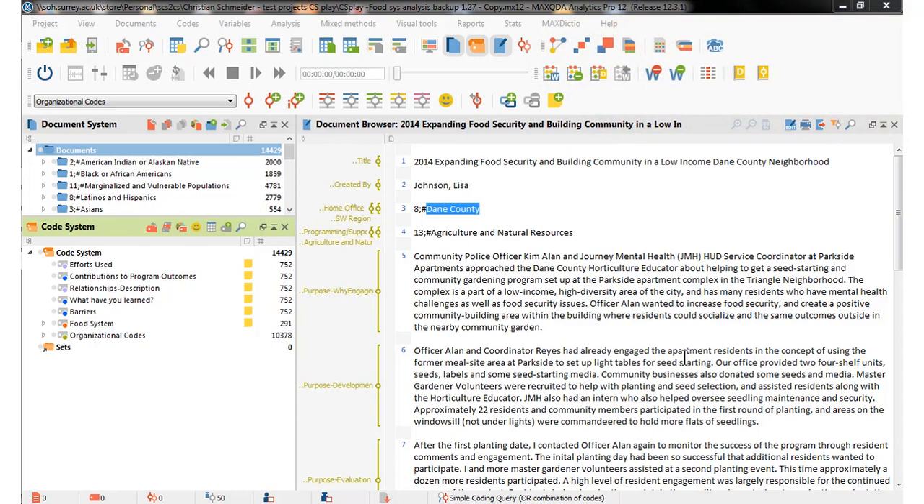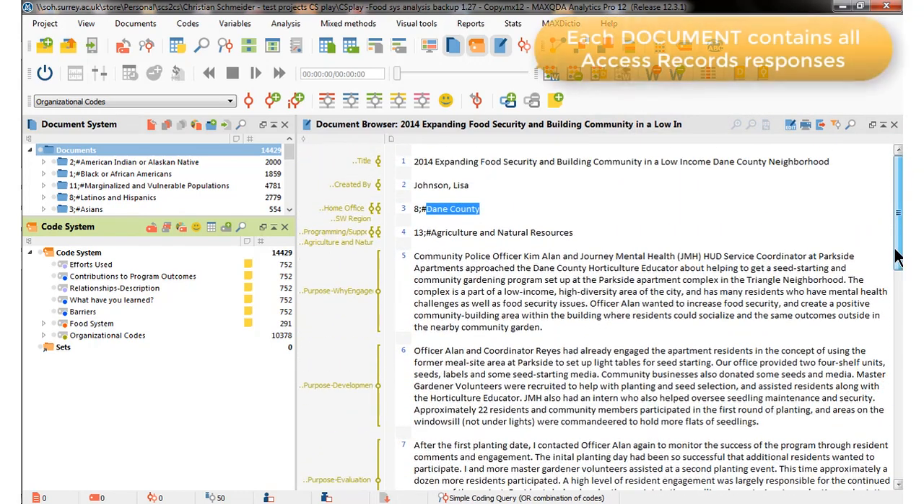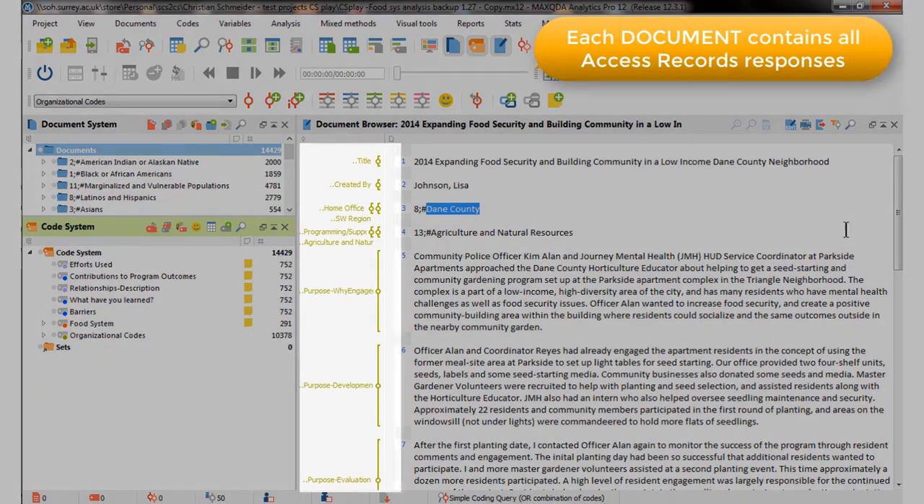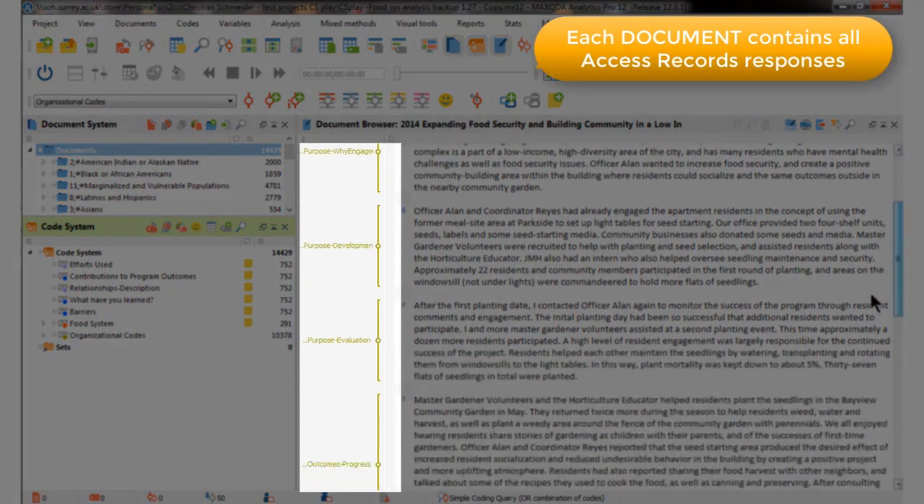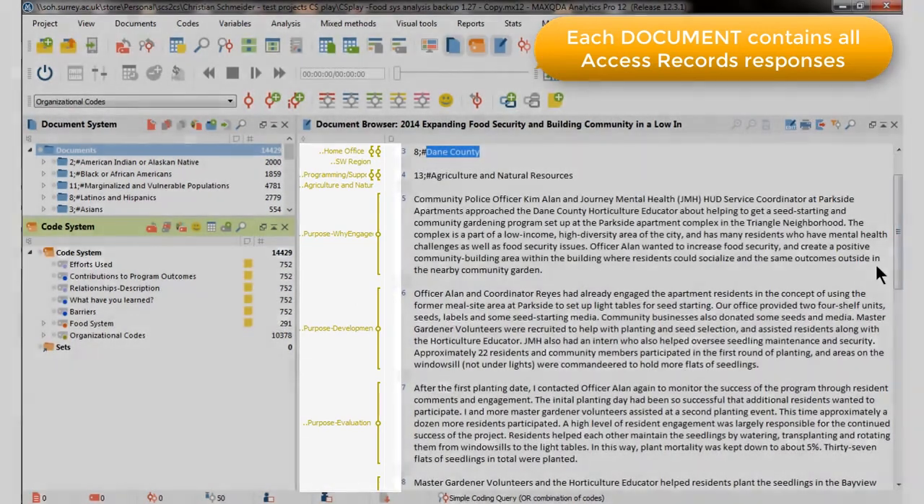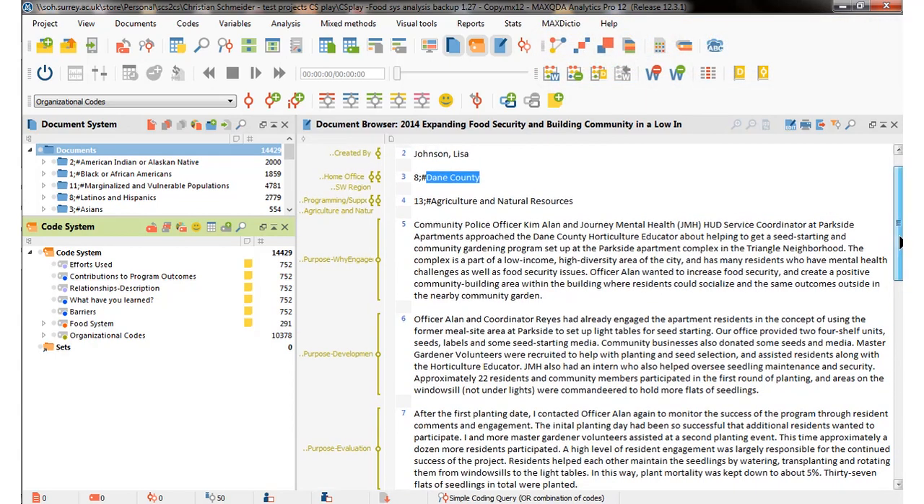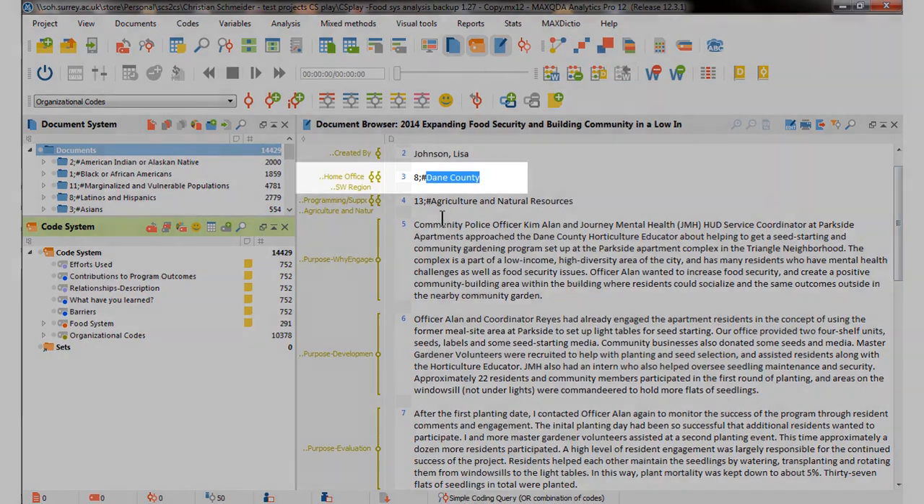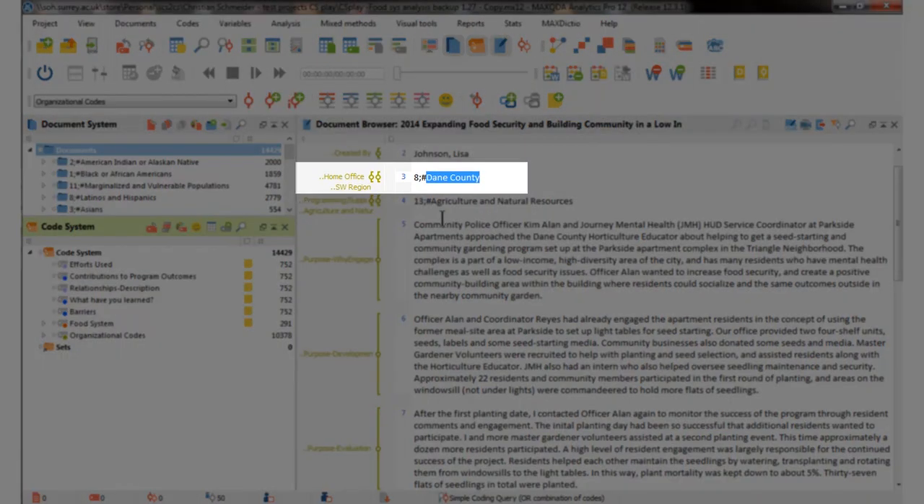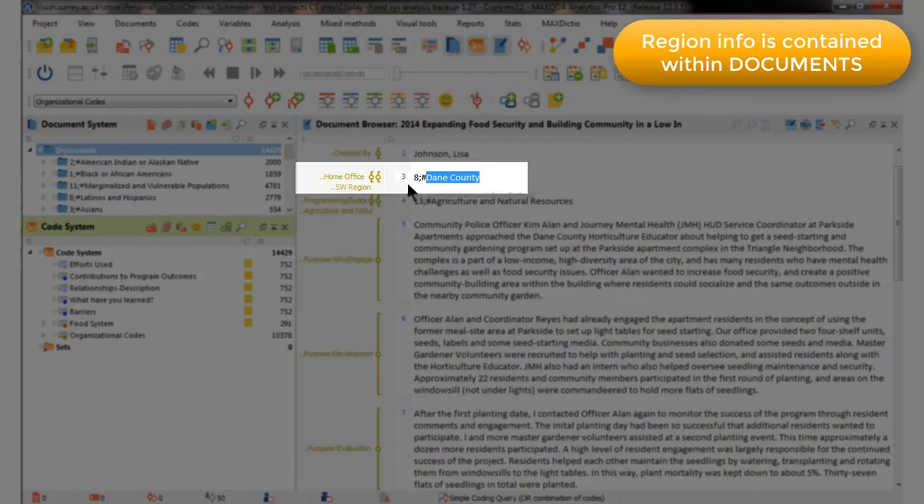We can see that by looking at one of Christian's documents. We can see that it contains all the sets of open-ended questions. Thus, each document at the tactics level represents a unit of data, the access record, at the strategies level. We can also see, by looking at this access record document, that information about regions is contained within the document.